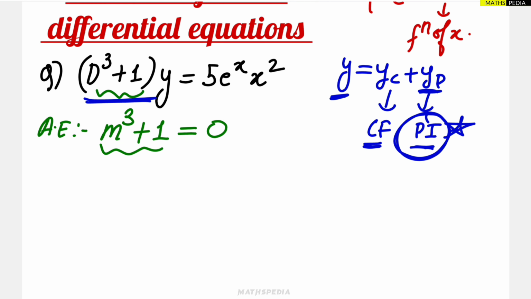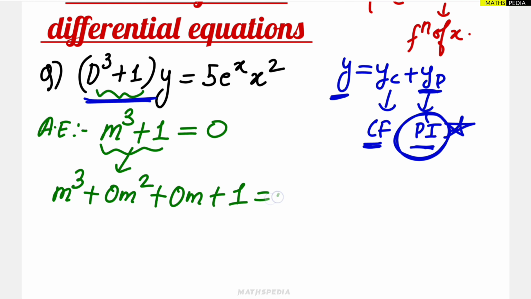Now how to find them? There are different ways. You can use the calculator directly if it is allowed. Otherwise, we'll go for synthetic division. Other methods, if you know, you can try those also. Synthetic division, how to proceed? See here. First, rewrite this equation. Many terms are missing, right? So m cube is there, but what about m square? So you can write 0 m square. In descending powers, I'll write from bigger power to smaller power. So 0 m I can write, plus 1 equal to 0. So only m cube and 1 were given, but I added these two in order to write the synthetic division method.